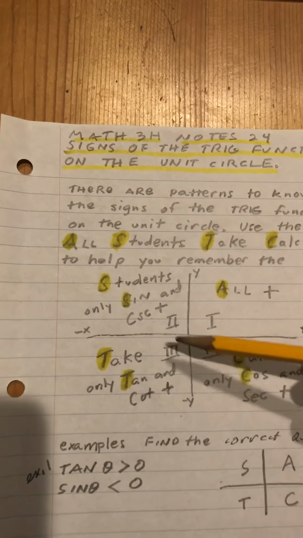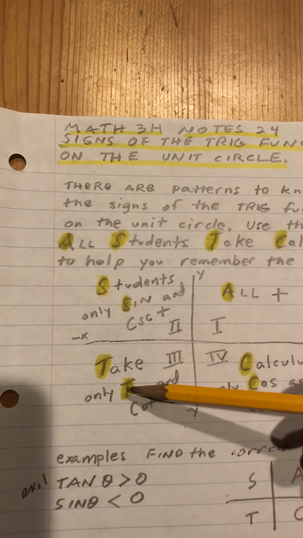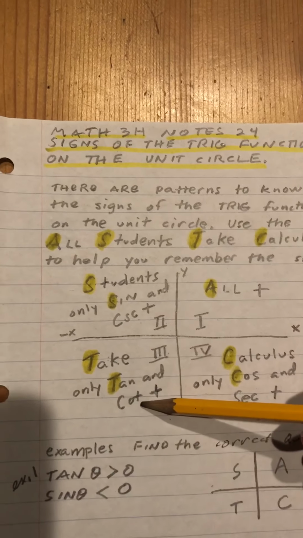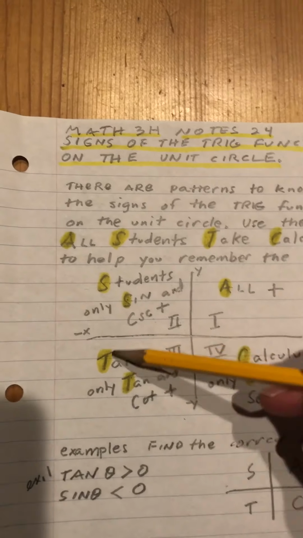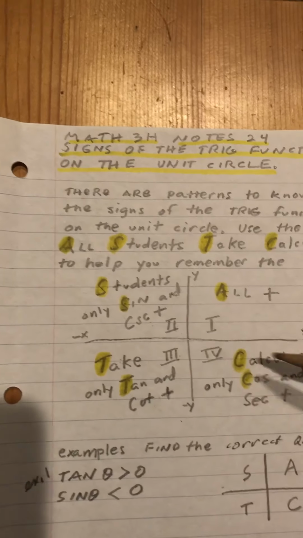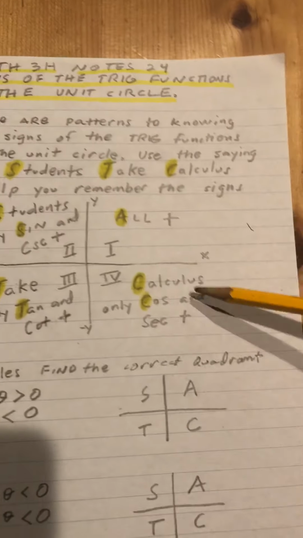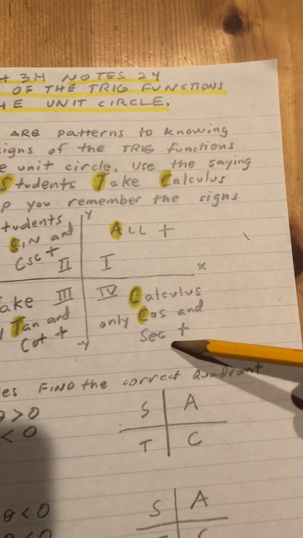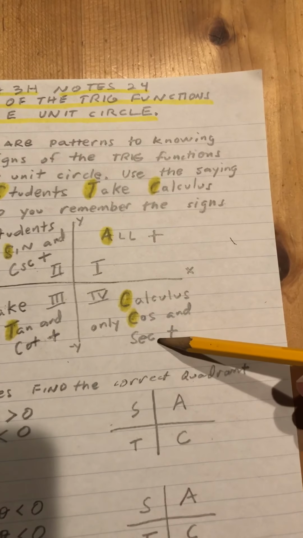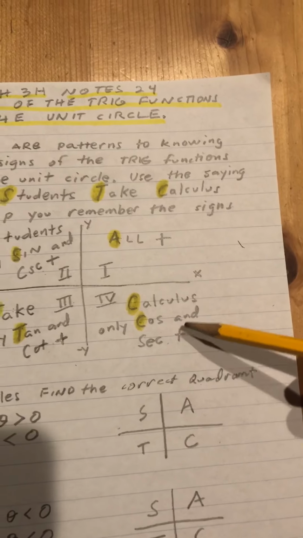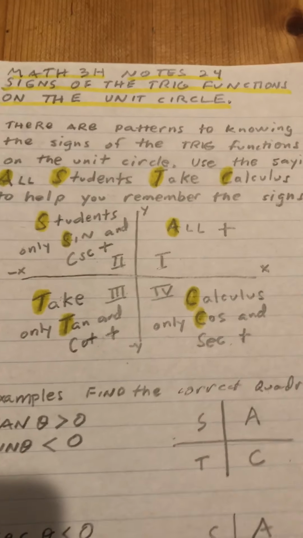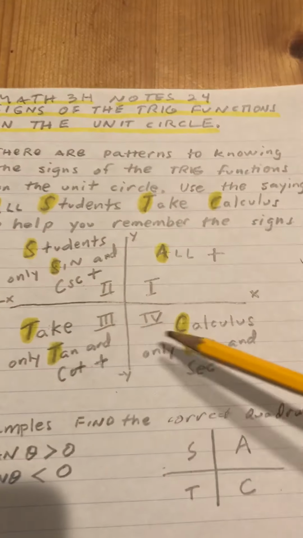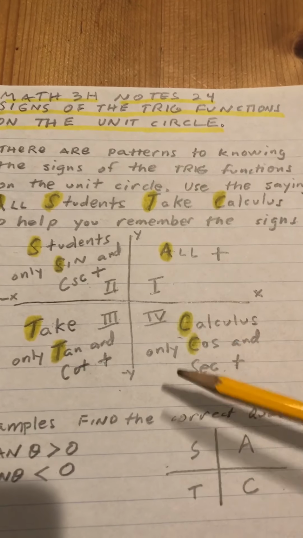And the third quadrant is take. That's t for take and tangent, and its reciprocal partner, cotangent. Those are the only ones that are positive in the third quadrant. And the fourth quadrant is calculus, c for calculus, or cosine, and its reciprocal partner, secant. They're the only ones that are positive in that quadrant. So we've got the saying, all students take calculus, and that's how we'll remember it.